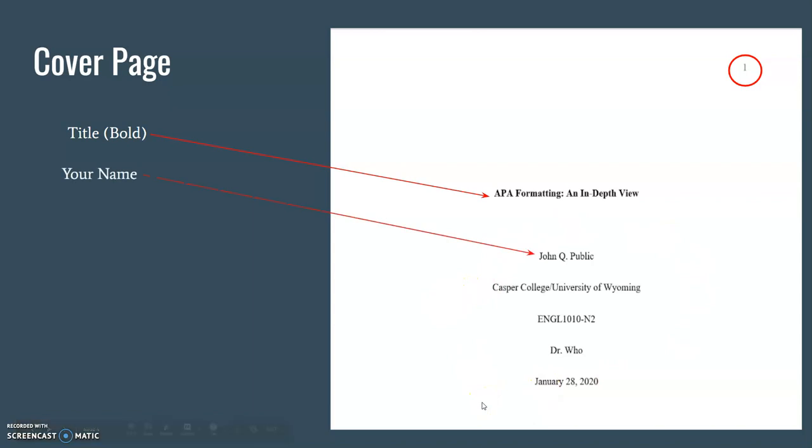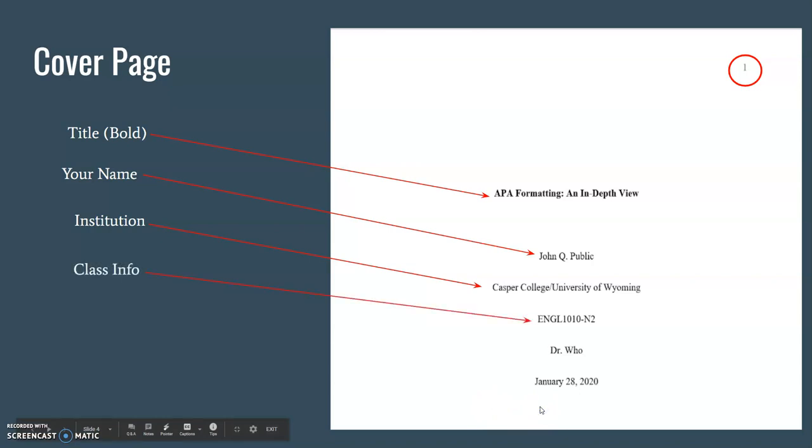The next is your name. After that is your affiliation. So for you, it's going to be Casper College or University of Wyoming. They also ask that you put in your department here. So if you're doing a paper for the Department of Psychology, you'd put Department of Psychology, comma, Casper College.